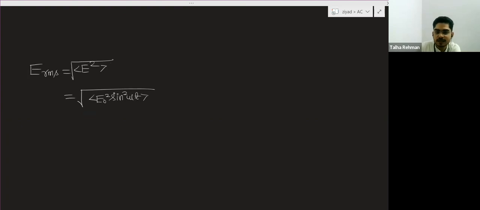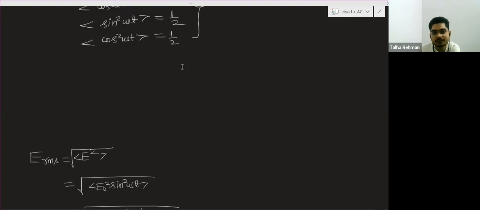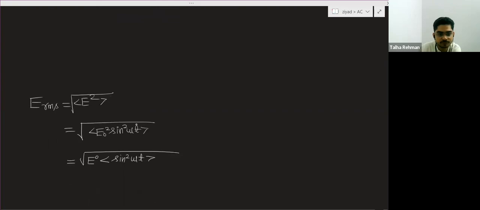Now this E naught square will be constant, so you can take this out. This is sine square omega t, and what I have told you, the average value of sine square omega t is half. So put half here. So this is E naught square into half. See how easy this becomes. You got the answer: E naught by root 2.